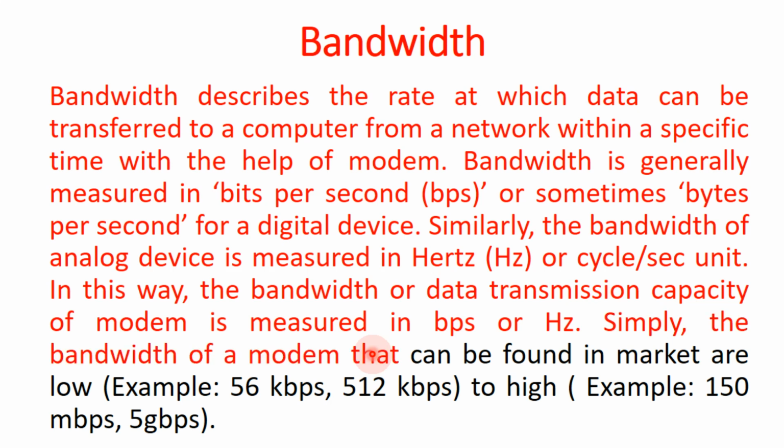Simply, the bandwidth of a modem that can be found in the market ranges from low, for example 56 kilobits per second, 512 kilobits per second, to high, for example 150 Mbps, 5 Gbps.